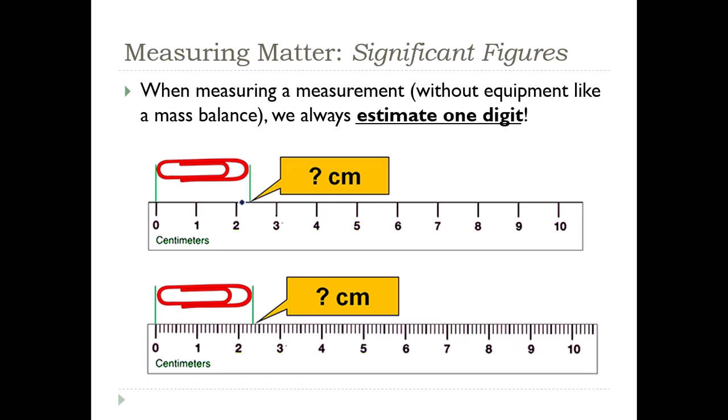So see what you would measure the length of this paperclip as. Pause the video, measure it, then come back. So for this one, you know for sure it's 2, and then you estimate one digit. So you would say about 2.3 centimeters. And then for this one, you would say 2.3, and then estimate an additional digit, 3.32 centimeters, but you might have recorded a slightly different measurement. And so that's where the uncertainty comes in.